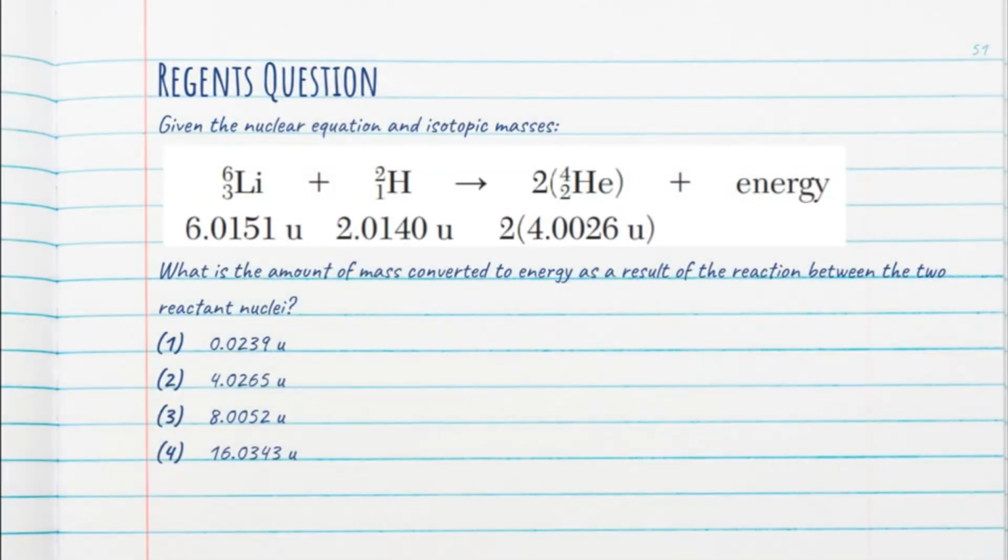Given the nuclear equation and isotopic masses, what is the amount of mass converted to energy as a result of the reaction between the two reactant nuclei? So mass is never created or destroyed, so mass on both sides of the equation should be equal. The mass of the reactants, we should add what they give us, 6.0151 plus 2.0140 equals 8.0291. Then the mass of the products that they give us is 2 times 4.0026, which is 8.0052. If we subtract 8.0291 minus 8.0052, we'll get 0.0239 mass that is converted into energy.